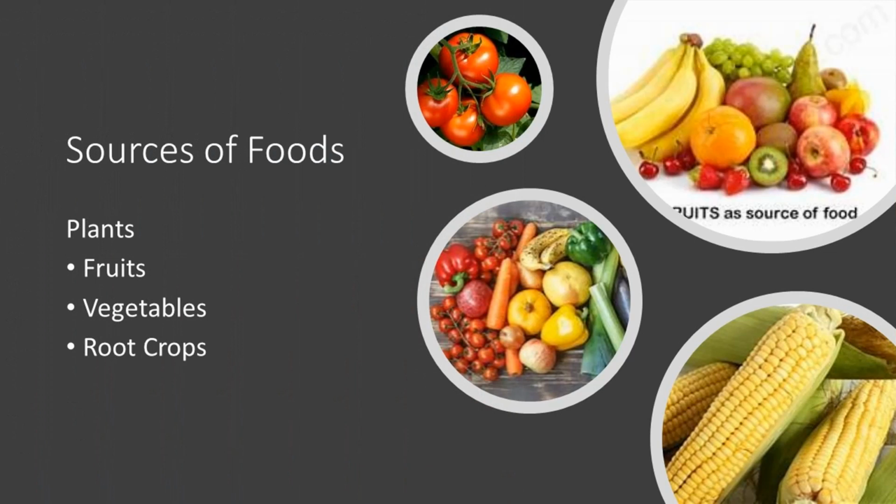Examples of fruits can be pineapple, banana, pears, plums, strawberries, and figs. Lettuce, cabbage, and pumpkins are some of the examples of vegetables that can be a good source of nutrition for our body. Lastly, root crops such as carrots, beets, turnips, and potatoes can also be a good source of food.